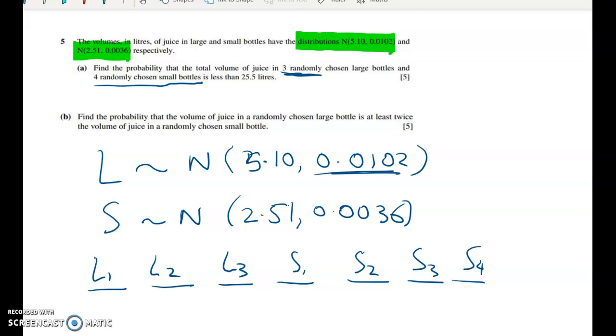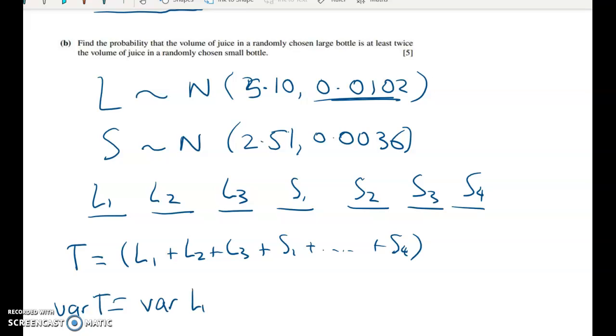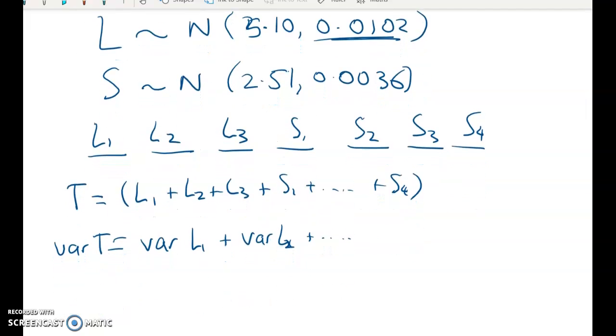To find the variance of the total, the total is L1 plus L2 plus L3 plus S1 plus S2 plus S3 plus S4. So the variance of T is equal to the variance of L1 plus the variance of L2, and so on, assuming that they're independent. We don't need to worry about that at this stage in our maths. If they're not independent, we have to do some other things.